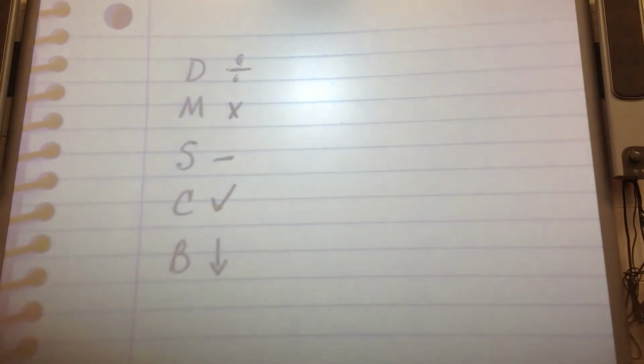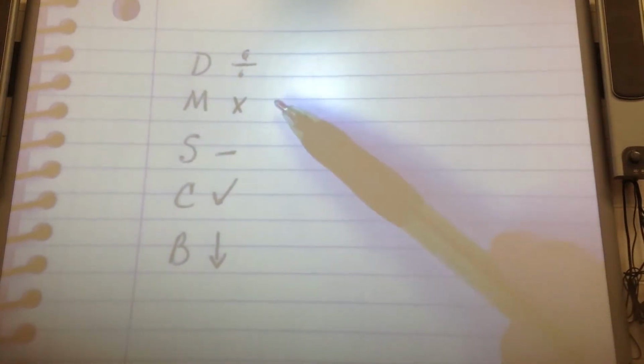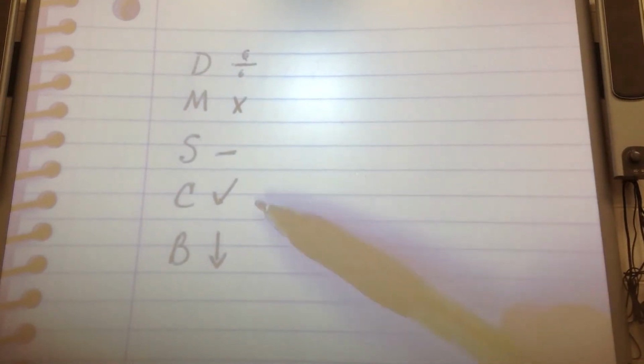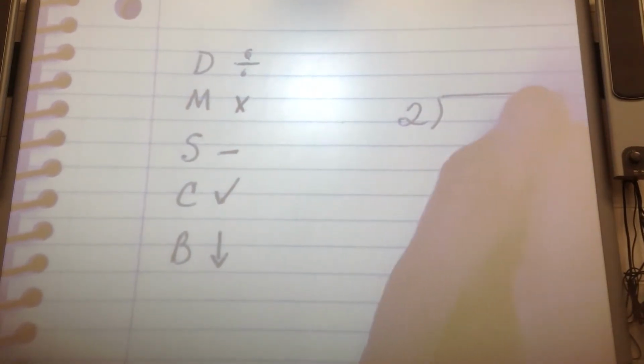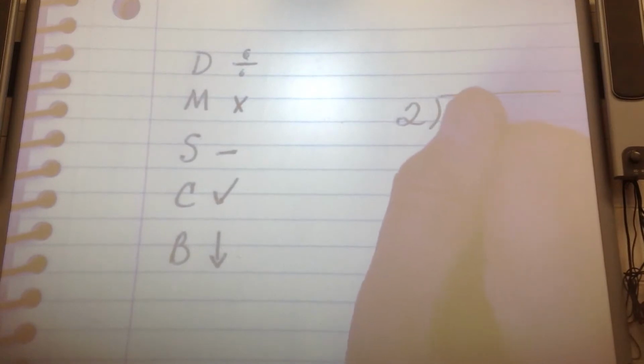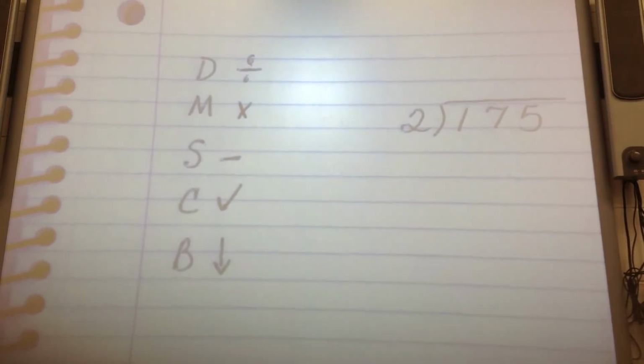So we started by writing down, does McDonald's serve cheeseburgers, which stands for divide, multiply, subtract, check, and bring down. Got that so far? All right. So now we're going to write a problem. We're going to try this problem. This is the problem, 175 divided by 2.